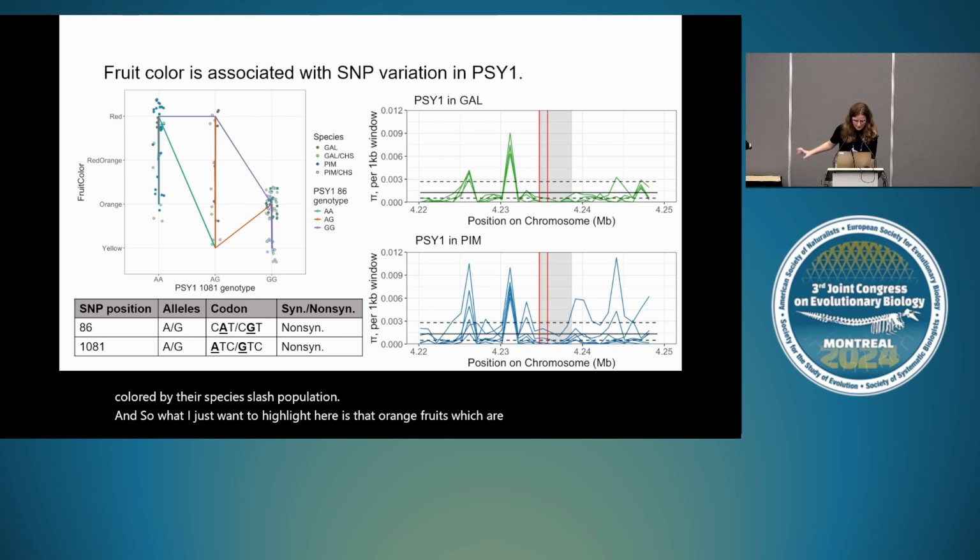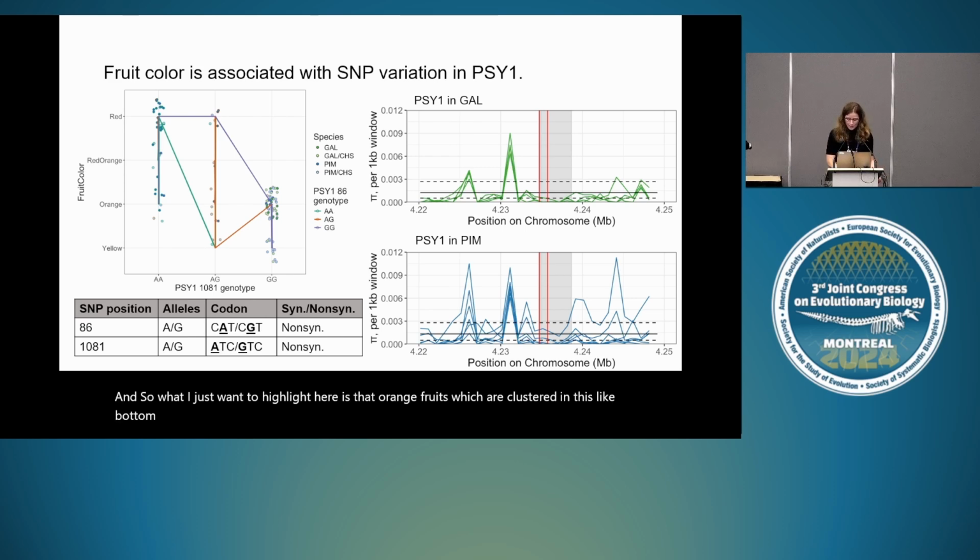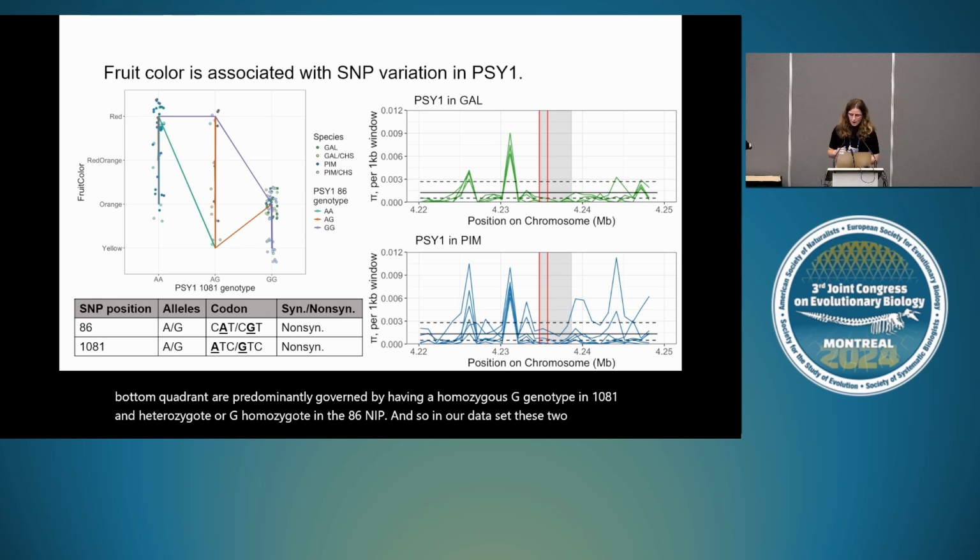this bottom quadrant, are predominantly governed by having a homozygous G genotype in 1081 and heterozygote or G homozygote in the 86 SNP. And so in our data set, these 2 particular genotypes together are never associated with red fruits. And therefore, it seems possible that these 2 non-synonymous variants are causal.